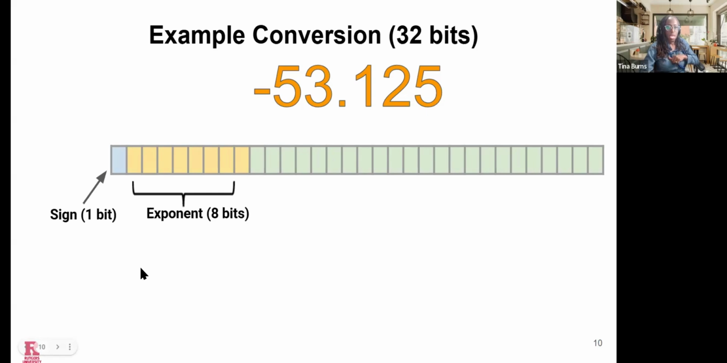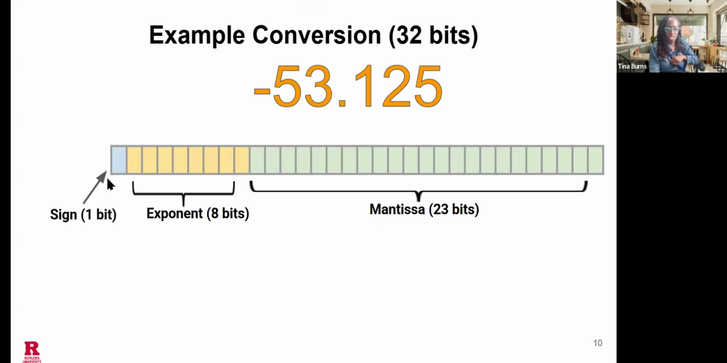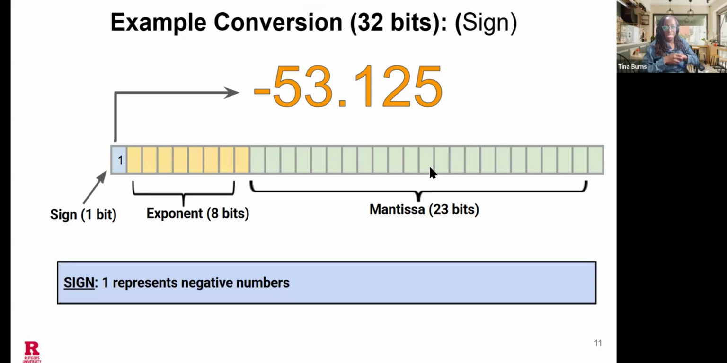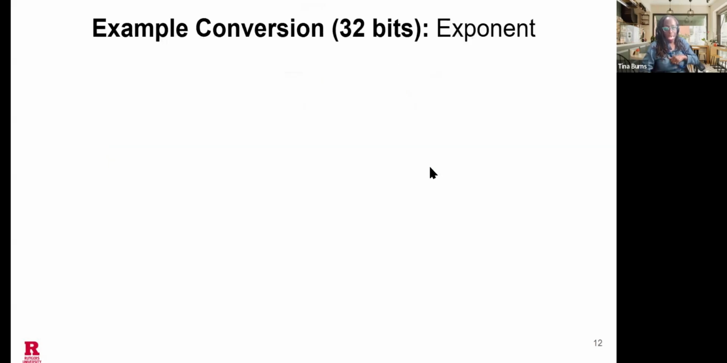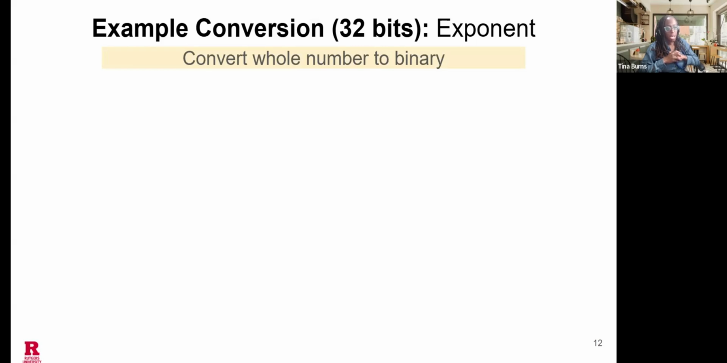It's negative. Okay, so I mapped this out so we can see what each of these represent: 1, 8, and 23 bits. Because this is negative, this is going to be 1. Now we're going to look at this yellow portion, which is our exponent bits. For your exponent, it's actually going to be multiple steps that you have to perform. It's not just a single step. There's a few things you got to do here. The first thing you got to do is convert the whole number to binary, and we know how to do that. So our number is 53.